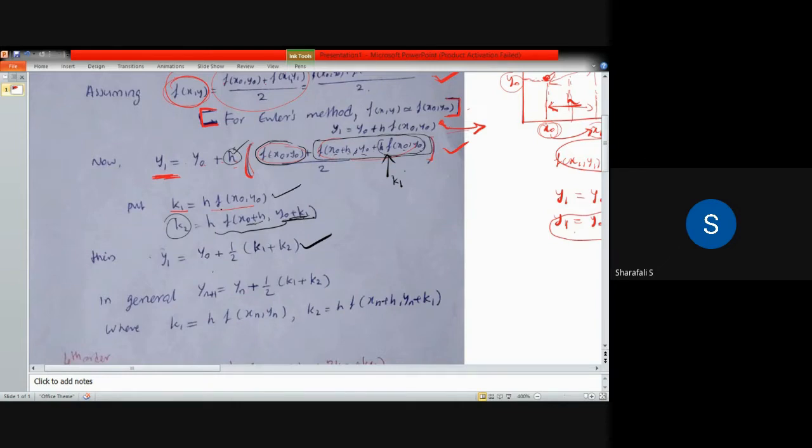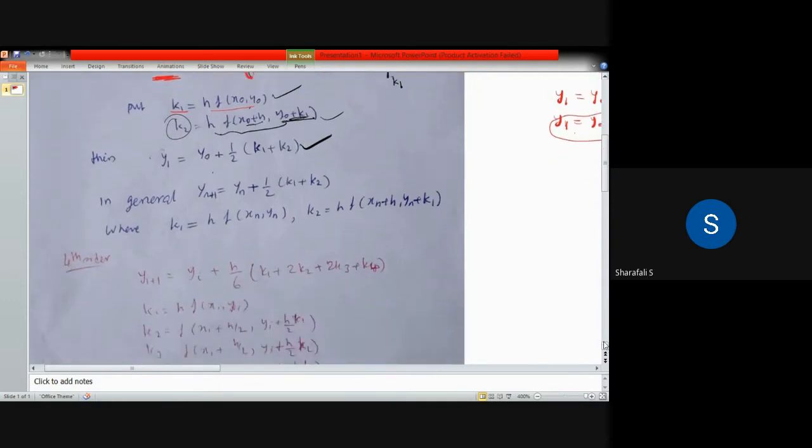Just assuming k1 equal to h into f of x0 comma y0, and k2 is equal to h into f of x0 plus h comma y0 plus k1, you'll be getting y1 equal to y0 plus half into k1 plus k2. So this is the next y1. You know x0 and y0 from the initial condition. If I am going to x1, what will be my y1? That we have to calculate. In order to get this y1, you have to use this equation with the second order Runge-Kutta method.